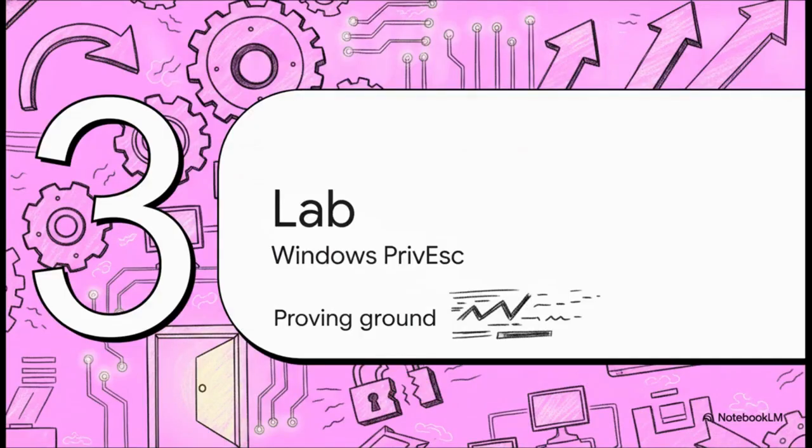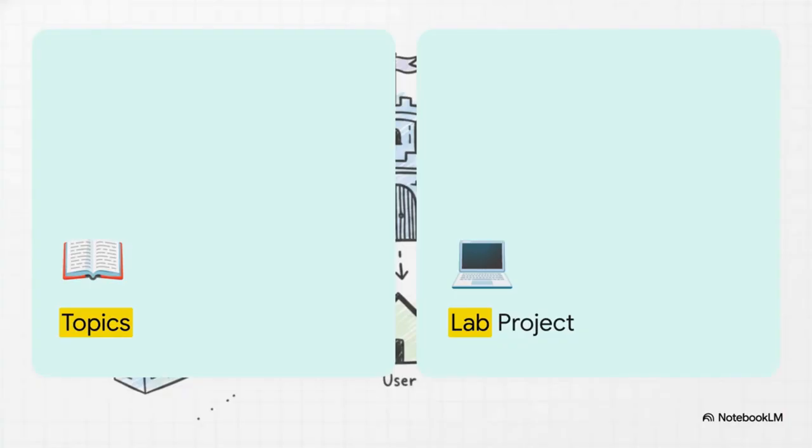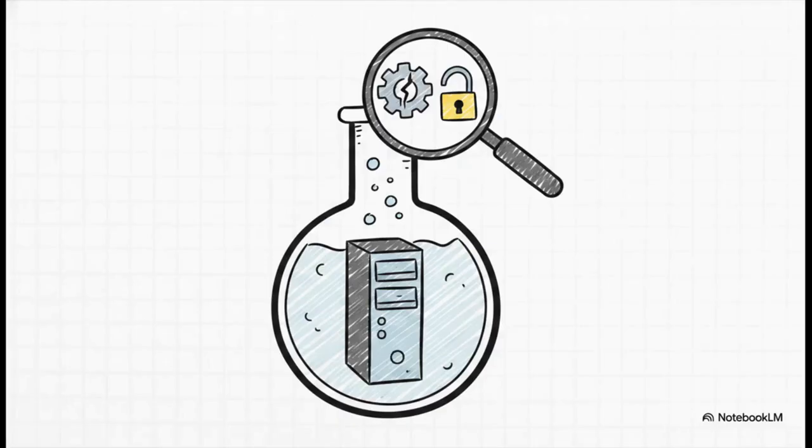Moving along to entering the escalation lab, the proving ground. Now, what's really interesting here is the necessary pivot from theory to practice. Reading about tokens and background machinery, that's just not enough. You have to move to the lab and the project to actually execute these techniques. This is exactly where you roll up your sleeves, get your hands dirty, and run these exploits against the live target. And that brings us right to the Windows Priv Esc Lab itself.